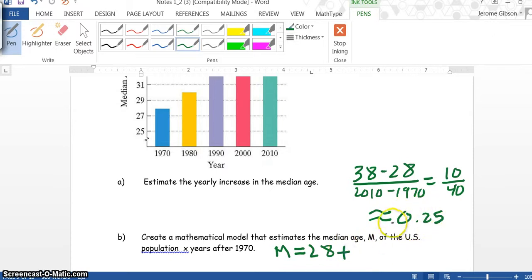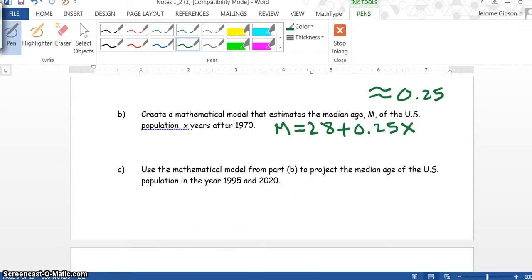We will add this value here. This is our rate, which is 0.25. And we'll multiply by X, which means the years after 1970. And this is our model. This is our initial age plus the change or the yearly increase multiplied by the years after our starting year, which is 1970. So M equals 28 plus 0.25x.